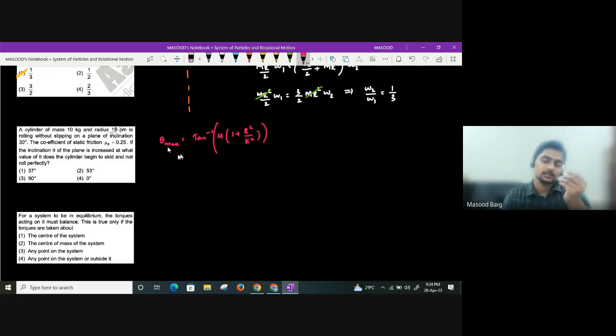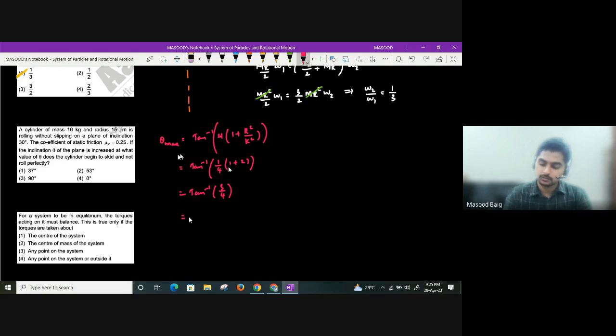Above this angle, it will not be executing pure rolling, guys. So here in this situation, what will I get now? Tan inverse of mu, whose value is given as 0.25. You can take it as 1 by 4. What is r square by k square for a cylinder? Again, consider it to be a solid cylinder because nothing has been mentioned. Solid cylinder, same as that of a disk, guys. K square by r square is 1 by 2. R square by k square will be 2, guys. So what I'll get is tan inverse of 3 by 4.